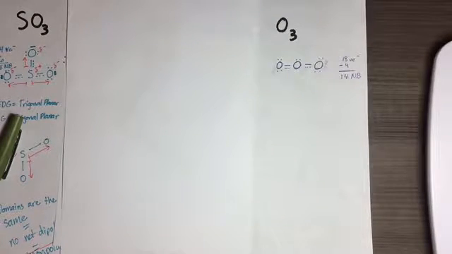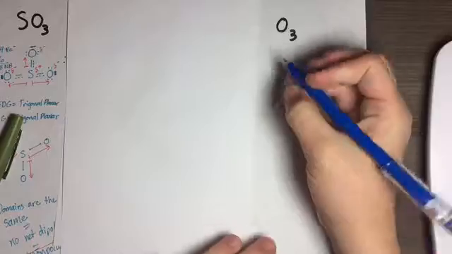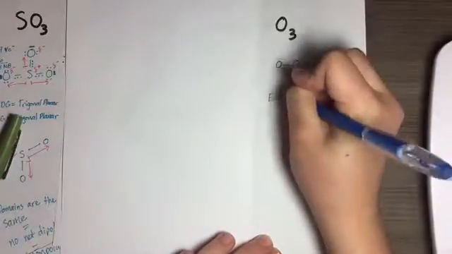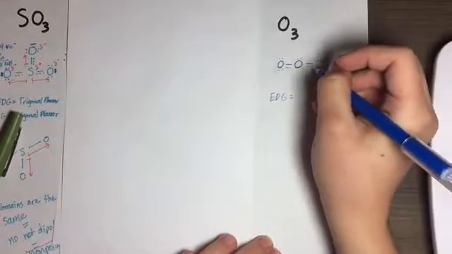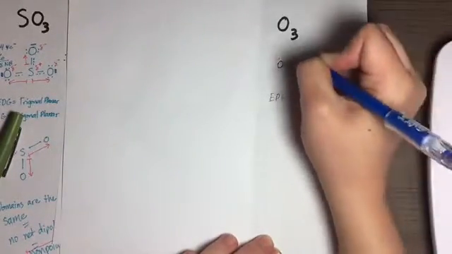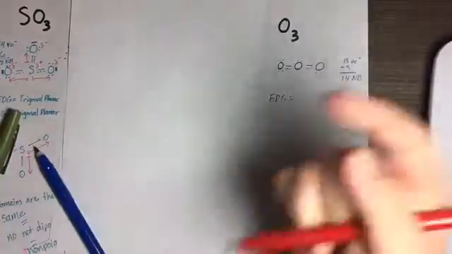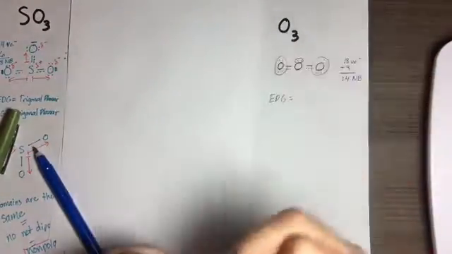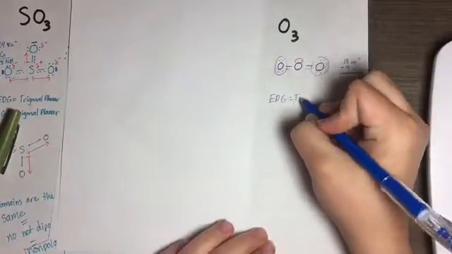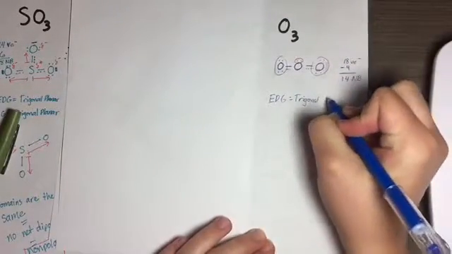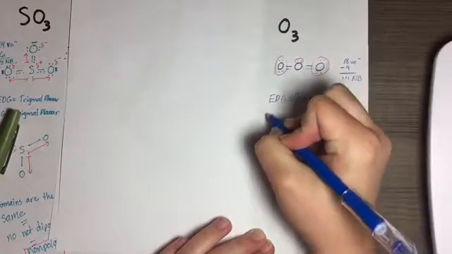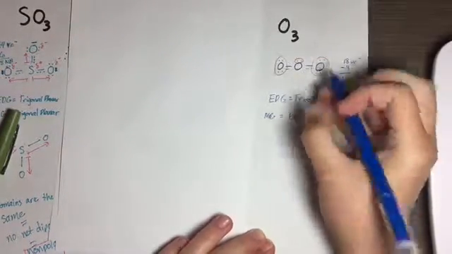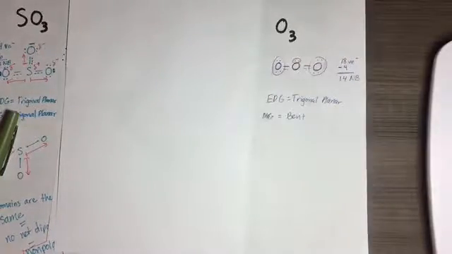So let's write out our electron domain geometry. Our electron domain geometry is trigonal planar because we have 3 domains. We have our oxygen here, here, and then we also have this one non-bonding pair that we have to remember. So you have trigonal planar, and our molecular geometry will be bent since we have that one non-bonding pair on the top.